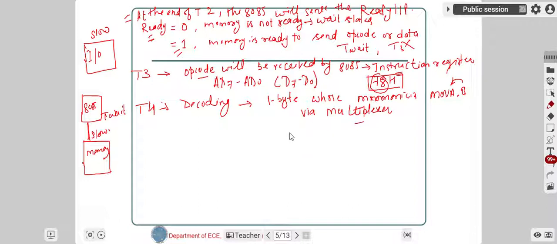So the decoding plus execution would be completed in the T4 clock cycle if the instruction is a 1 byte instruction. For 1 byte instructions like MOV A, B, we require only the opcode fetch cycle, and during the opcode fetch cycle, all the fetching, decoding, and execution of the instruction takes place. So look at the diagram.